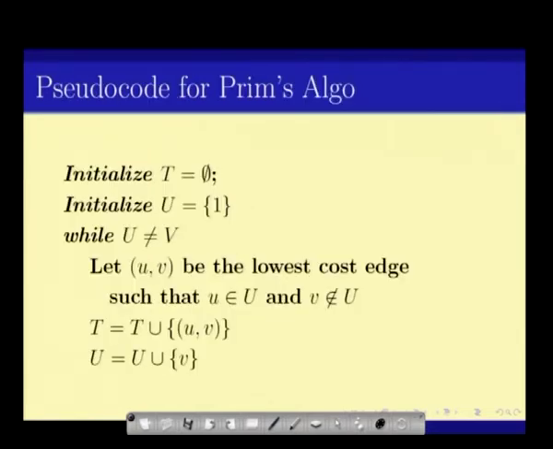So, here is Prim's algorithm. We start with this set U, which is a set of vertices that are colored red. As long as we have not colored all the vertices, we will pick the smallest cost edge out of U, so one of the vertices is in U and the other one is not in U. We add that edge to our selected edges and add the vertex V to our U, or rather color the vertex V red. The algorithm is again very simple.